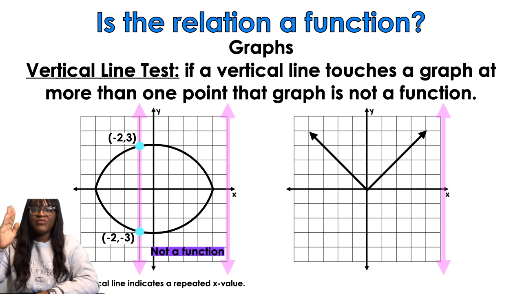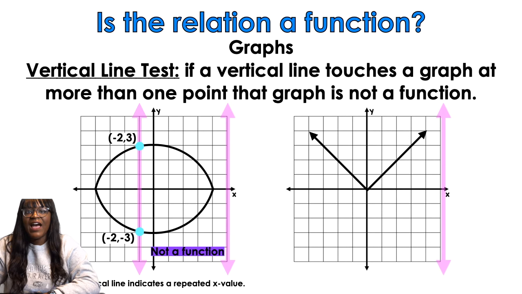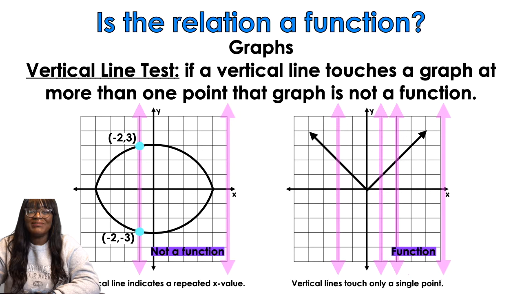When I swipe that vertical line across that entire graph, what do I notice? It doesn't matter where the vertical line is. It never touches more than one point on that V, that absolute value shape. So that is going to be a function because the vertical line never touches more than a single point.